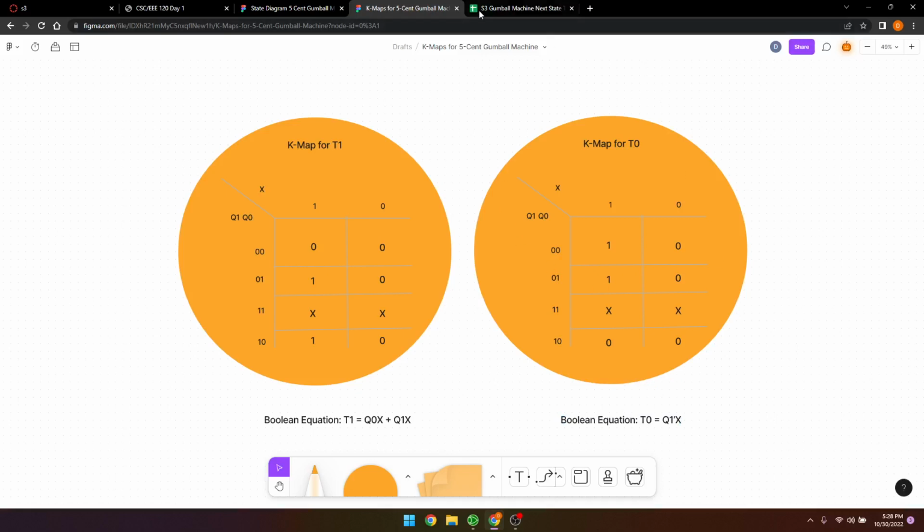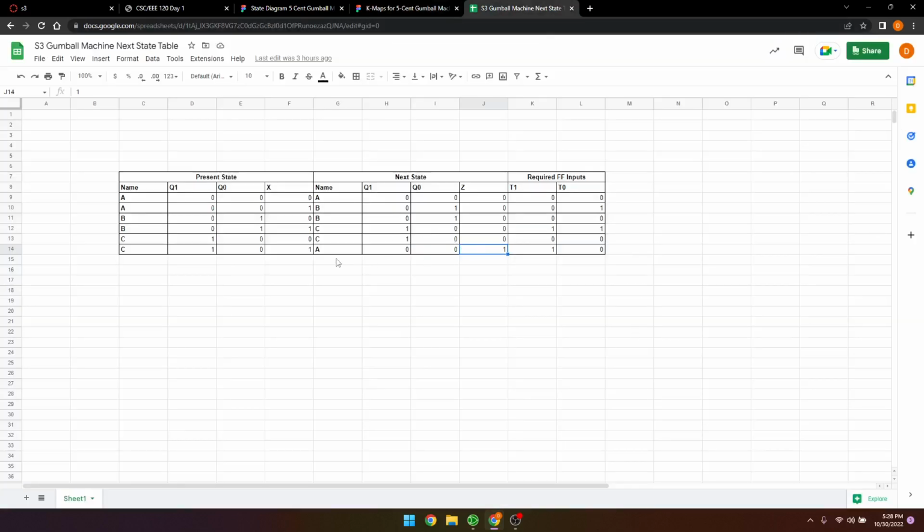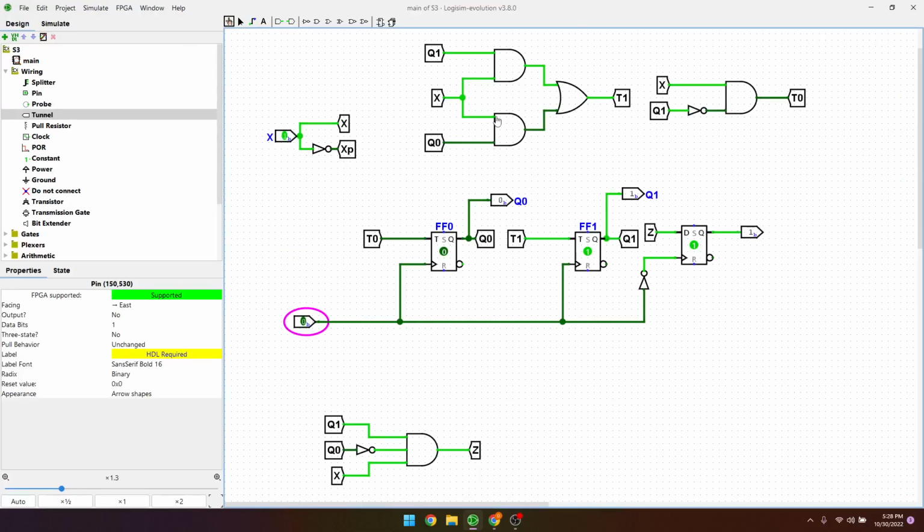And then for Z, since there's just one possible state, we can just look at the table and say, well, it's equal to Q1 and not Q0 and X. And that's it. So I didn't even have to make a K-map for that. And ultimately, that left me with this circuit here.